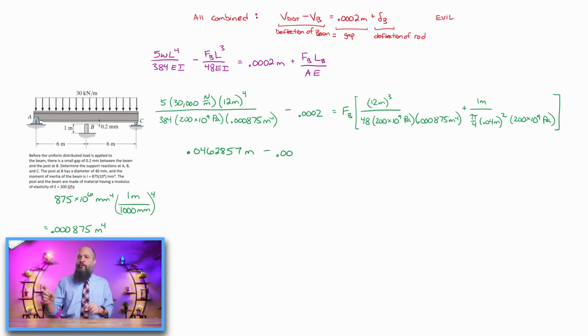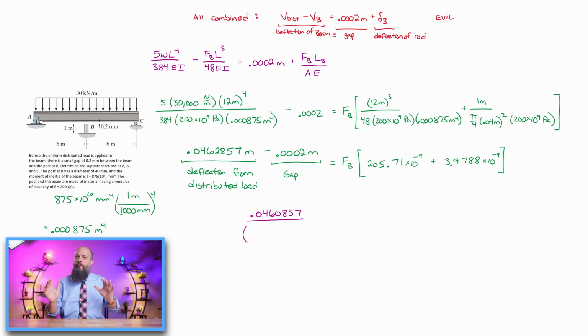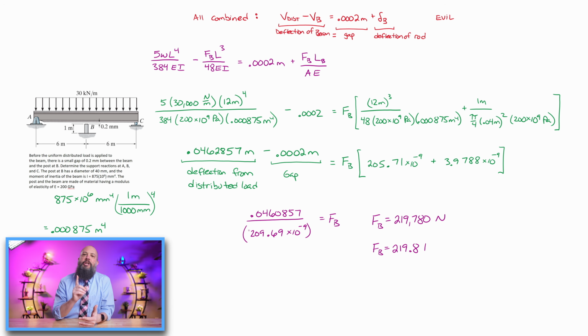We see 0.046 meters. This is the deflection just due to the distributed load. So that's about 4.6 centimeters or 46 millimeters of deflection based on the distributed load. Then there's the 0.002 gap. F, and plug in a bunch of calculator work here. Divide it all out, we get FB, the force in the middle, 219.8, so 220 kilonewtons is the force at B pushing upwards.